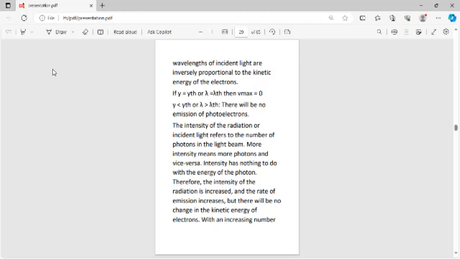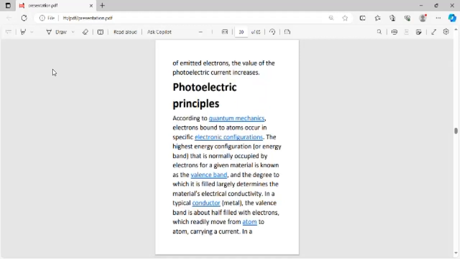If the intensity of radiation is increased, the rate of emission increases, but there would be no change in the kinetic energy of the emitted electron. With an increasing number of emitted electrons, only the value of the photoelectric current increases.